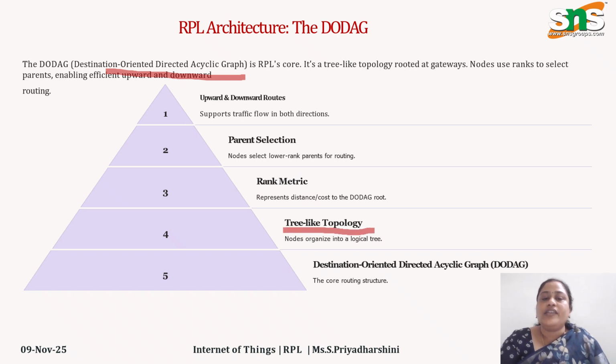The nodes always organize in a logical tree-like structure, and each node calculates its rank. The rank is calculated based upon the distance or the cost towards the DODAG root. Then the final thing is parent selection. Each node will be connected to its lower rank parent for efficient routing, and it also supports upward and downward routing structure, which helps traffic flow in both directions. So this is about the DODAG architecture.